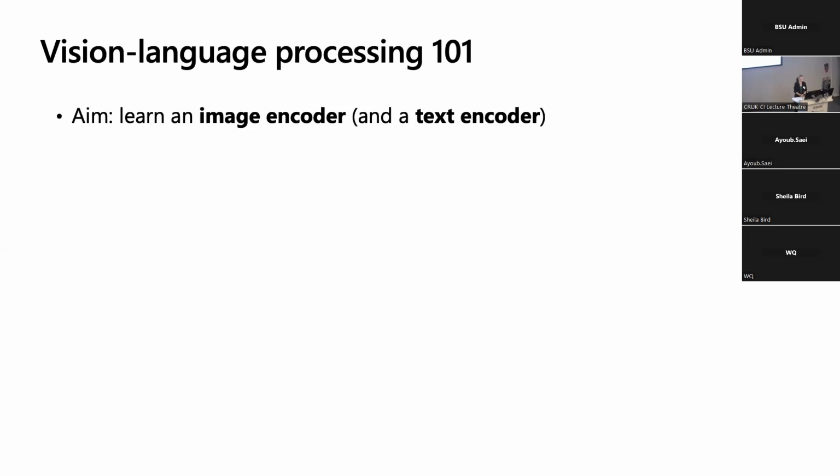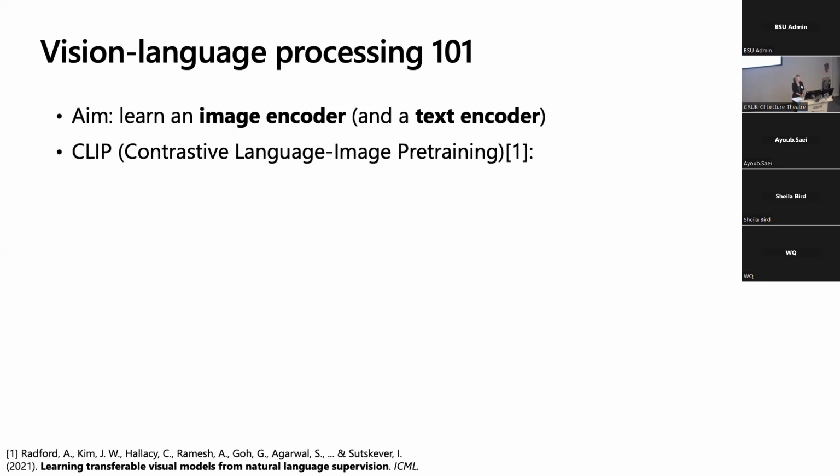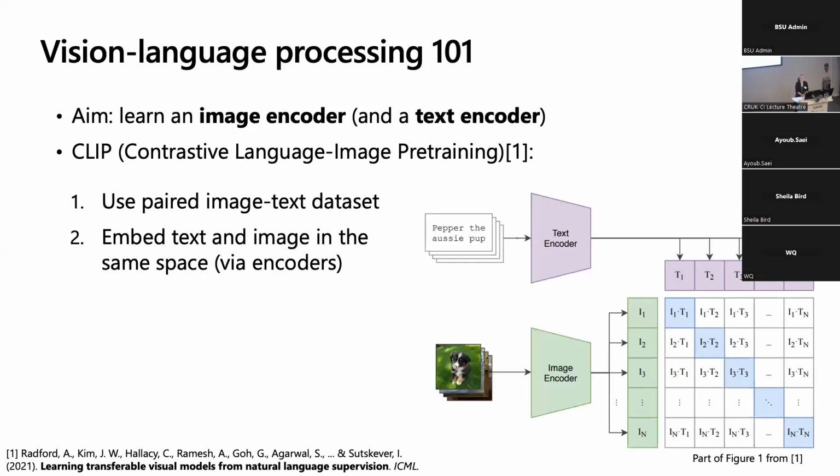So how do people do this? Probably the most successful method for this is something called CLIP, if you've ever heard of it. It's called contrastive language image pre-training. The basic idea here is you start from a data set which has paired images and text. I think in this data set they're using images with captions crawled from the internet. Later on we're going to be using radiology images. What you do is you embed the text and the image into the same space using your encoder. So you're mapping them into this joint latent space that people say.